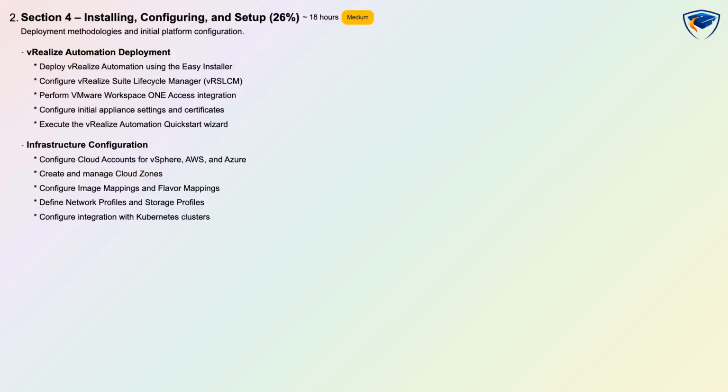The section also teaches infrastructure configuration such as cloud accounts for vSphere, AWS, and Azure, cloud zones, image and flavor mappings, network and storage profiles, and Kubernetes cluster integration.